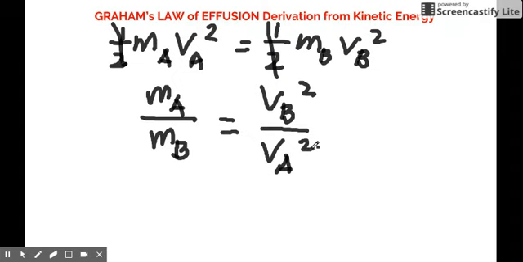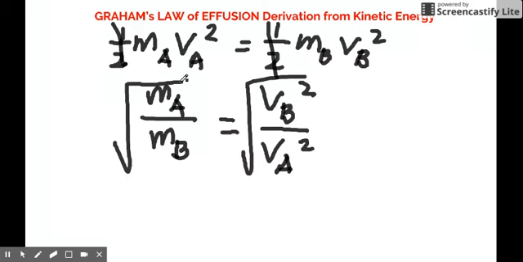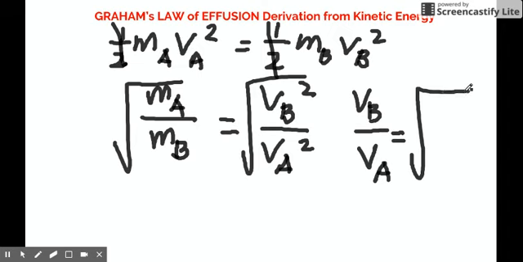Now, because I want to get velocity, and these are squared, I can just square root both sides and remove the square of velocity. Therefore, the final expression of Graham's law will now become v_B, I'll just put velocity first because it's about rate, over v_A is equal to the square root of the mass of gas A over gas B.